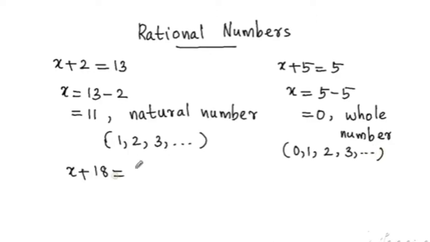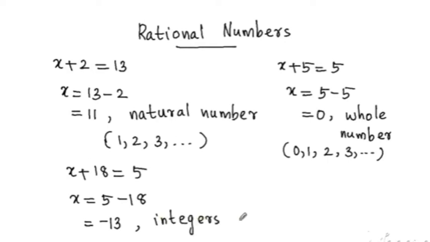Let's try to solve another equation. x plus 18 equal to 5. So here x will be equal to 5 minus 18, which is equal to negative 13. First you have to take the difference, so the difference is 13, then put the sign of the largest one, that is negative. Okay, so this is an integer. Integers include whole numbers along with negative numbers such as negative 1, negative 2, negative 3, etc. So these equations led us to think of the number systems: natural numbers, whole numbers and integers.